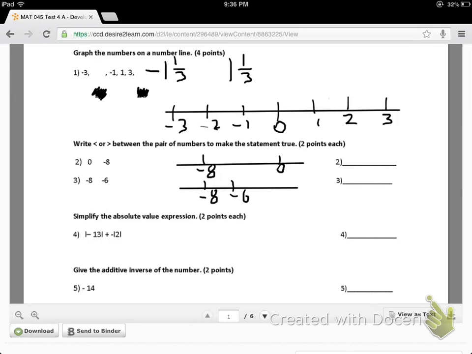Right, off on the algebra part of the 045. Okay, so let's have a look at this. Graph numbers on a number line. The ones on here actually aren't too bad, but I've put a couple of fractions on as well, okay? So let's have a look at this.